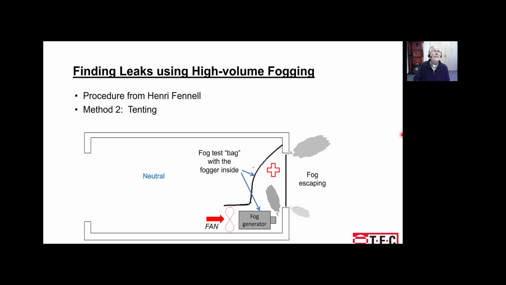And then method two, instead of filling the whole room or the whole building, you build a tent, often out of sheets of polyethylene and tape, so that you isolate a part of the building that you want to test. In this case, a window. You might tape poly around a window and then blow air from a fan in behind the plastic while you also inject fog behind the plastic, and then you go outside and see where the theatrical fog comes streaming outside.